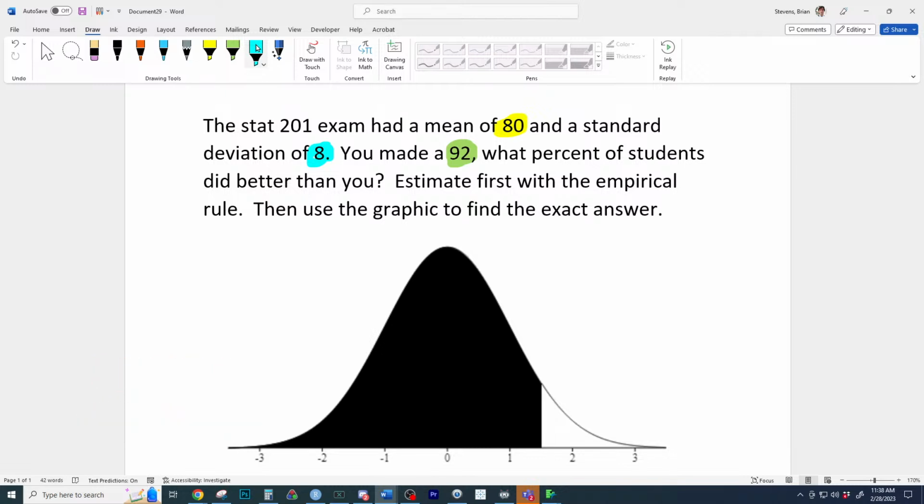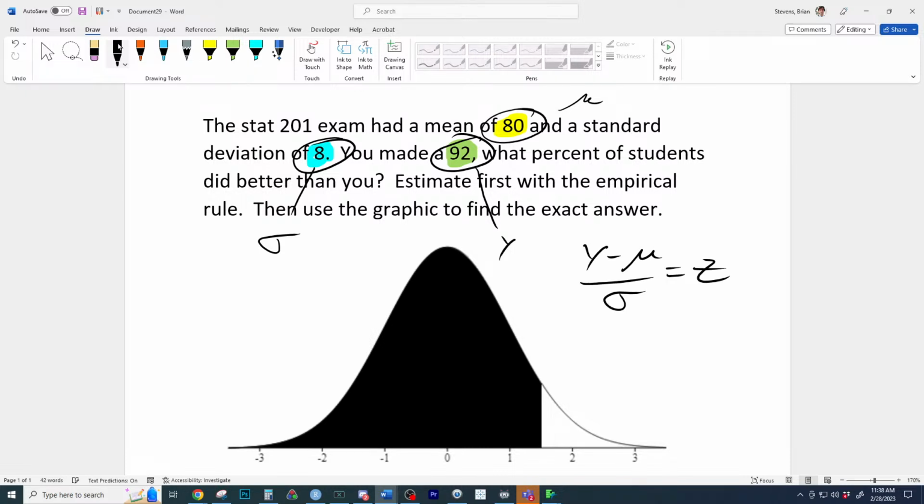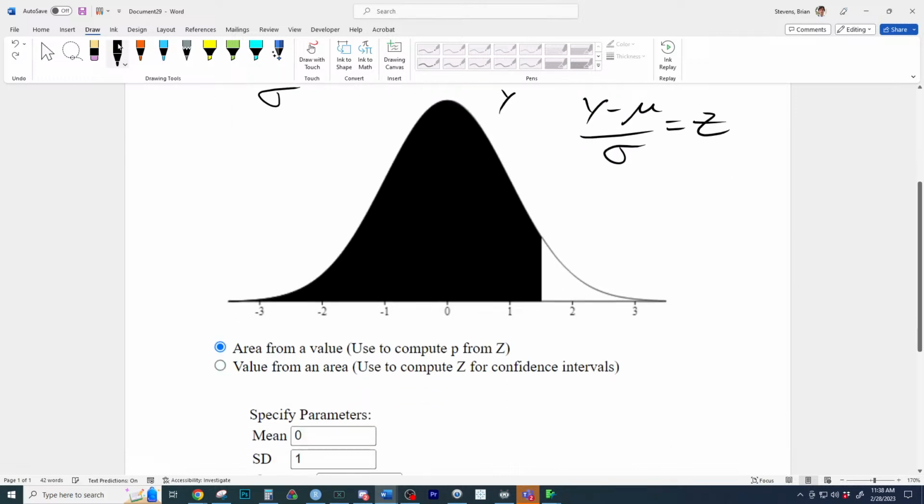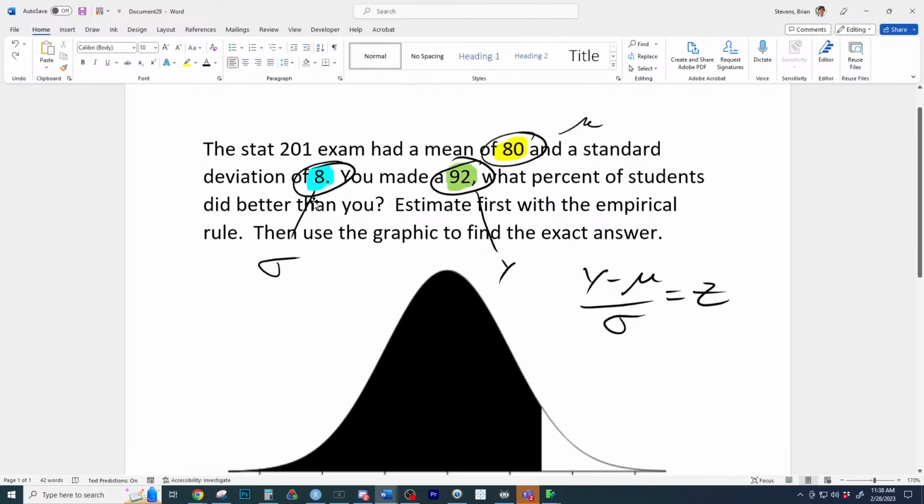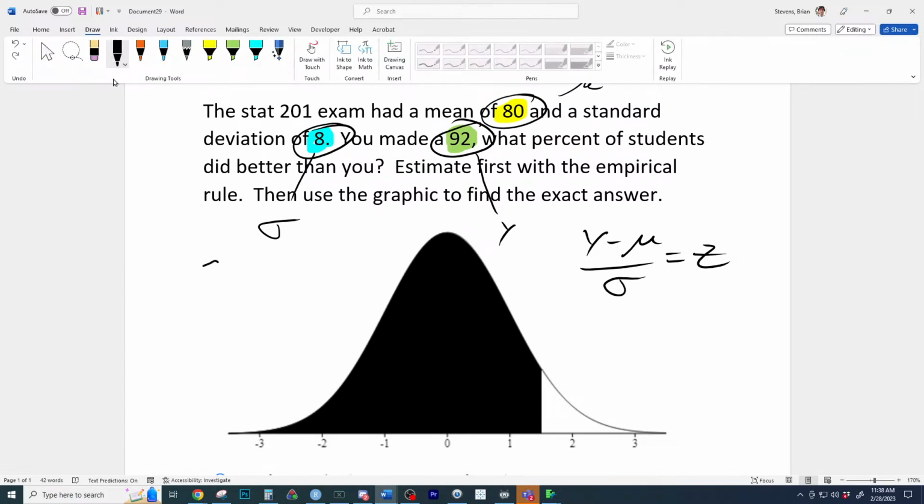So we have mu. Which one's mu? Mu means mean. So that's mu for mean. And the standard deviation is 8, which we usually mark as sigma. And then 92 is the observed value. So that is our observed score. So y minus mu over sigma is the z-score. So we have here 92 minus 80 divided by 8 equals 1.5.